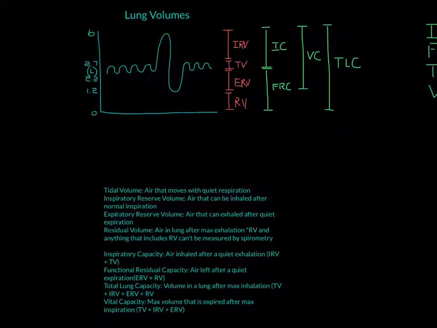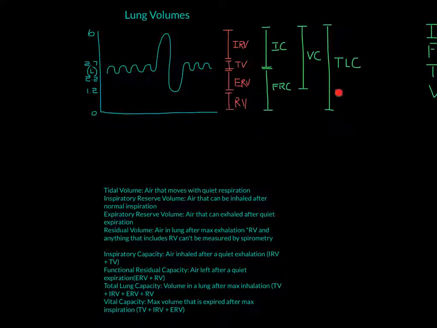The next one is going to be functional residual capacity. So it's going to be ERV and RV. All that means is that it's the air left after a quiet expiration, right? So after you quietly expire, how much air is left. So it's all of that, ERV and RV. Next we'll move on to total lung capacity. That's pretty straightforward. It's just everything. It's the volume in a lung after max inhalation. So it's all these combined.